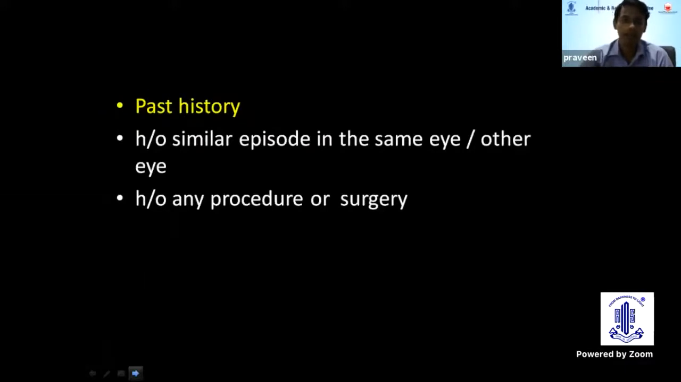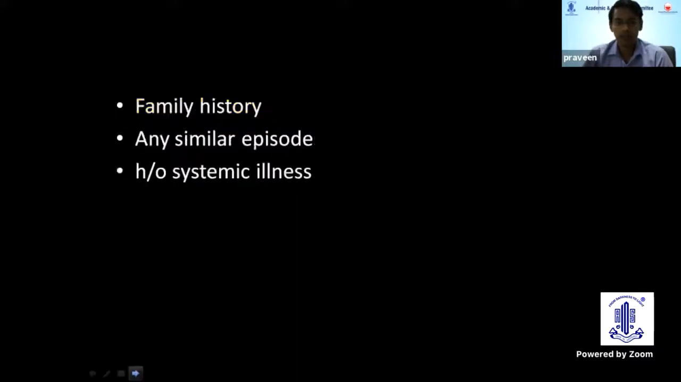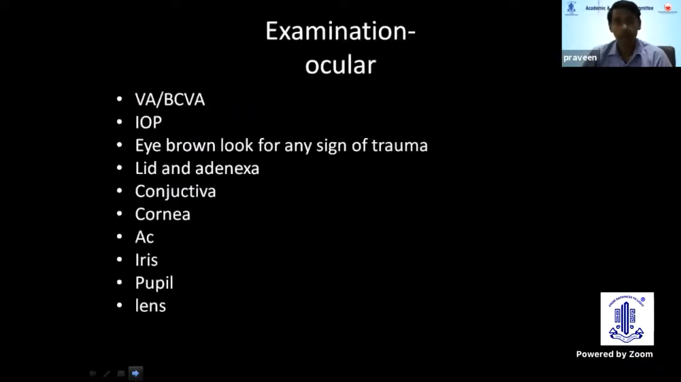Coming to the next part, the past history. You can ask again for a similar episode in the same eye or the other eye, or whether the patient had any procedure or any surgery. The third thing is the personal history. Go ahead and ask for any systemic illness or any medication also. Family history also: similar episode or history of similar illness.